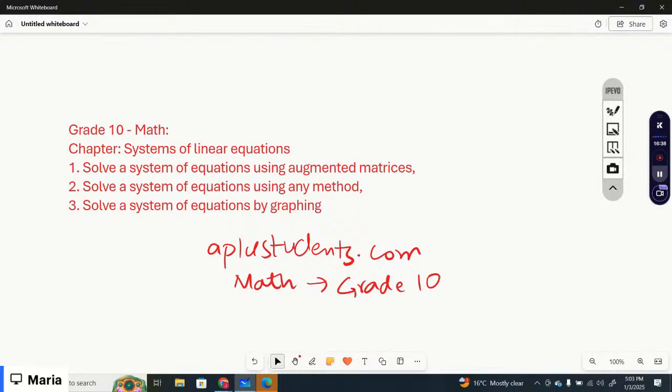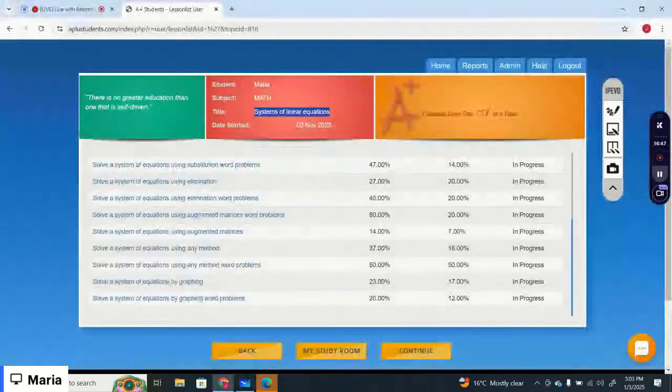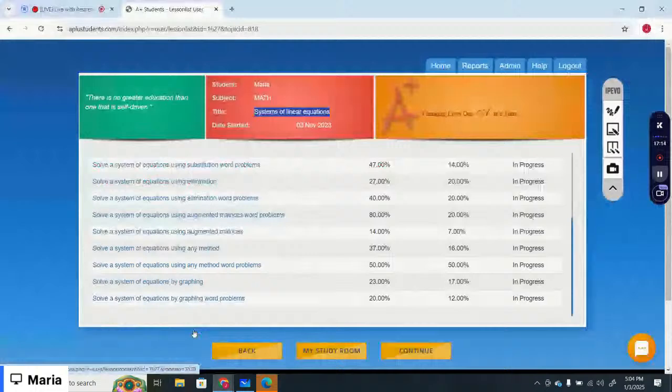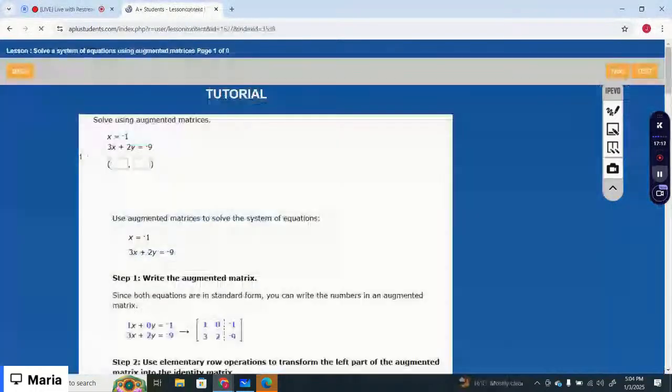So please make sure you have your notebook and pencil so that you can note down the important examples and definitions as well. So let's just start with the first lesson, that is solve a system of equations using augmented matrices.